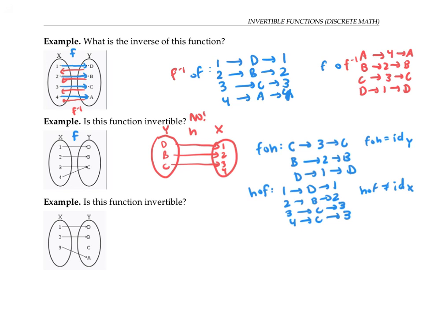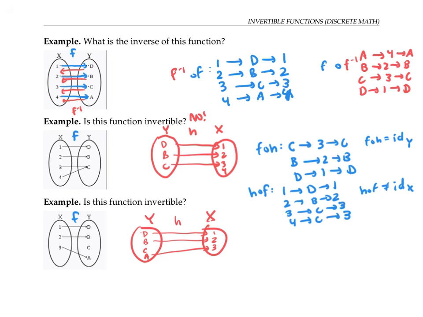What about the third example? Is F invertible this time? Again, I'm going to run into trouble. If I build my map H from Y to X, then it's easy to figure out where to send D and B and A, but I run into trouble when I get to C.